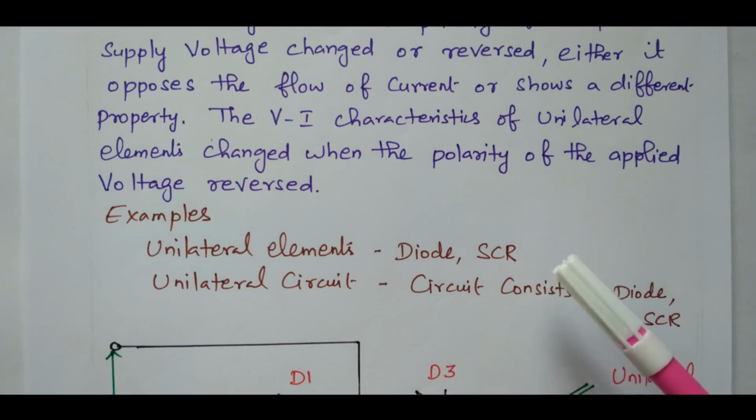So during positive application of voltage, it will conduct. But if you apply the negative voltage to anode, it will not conduct. So that is called a unilateral element. So the circuit using diode and SCR are called a unilateral circuit. Right? We will see the circuit diagram.